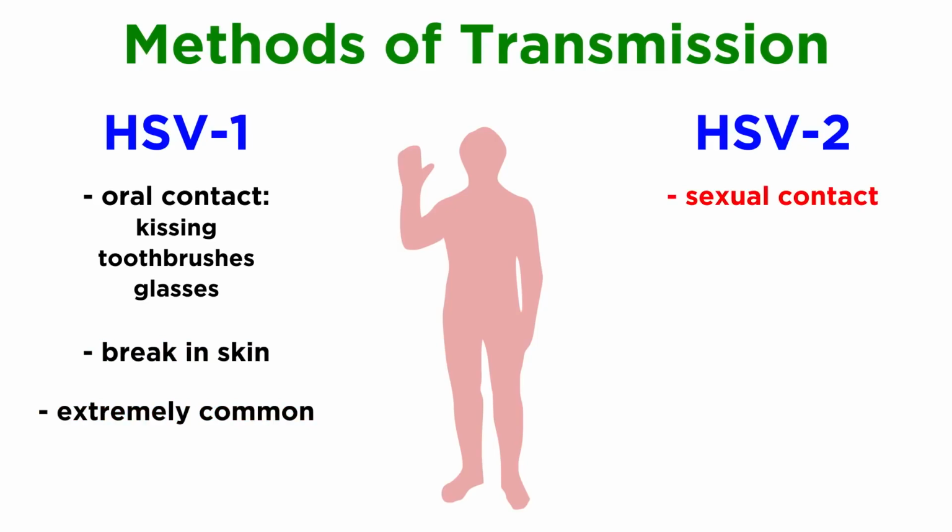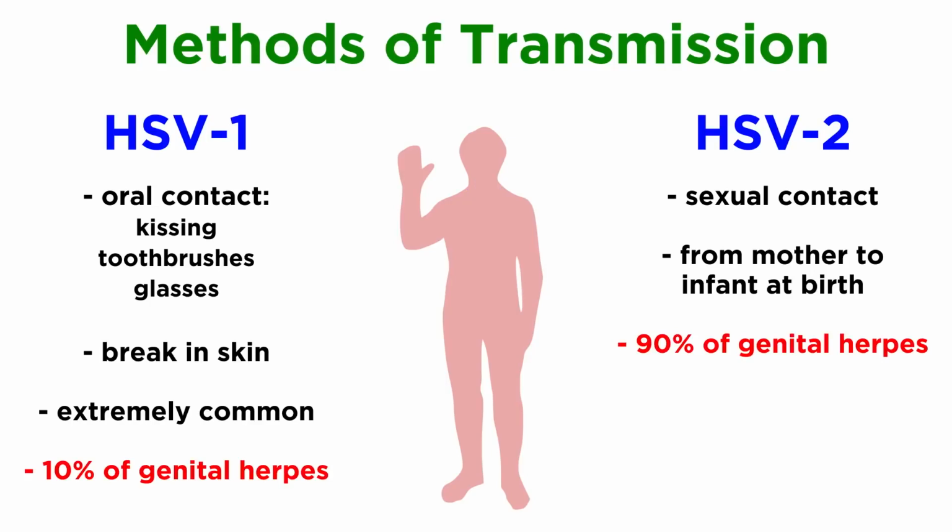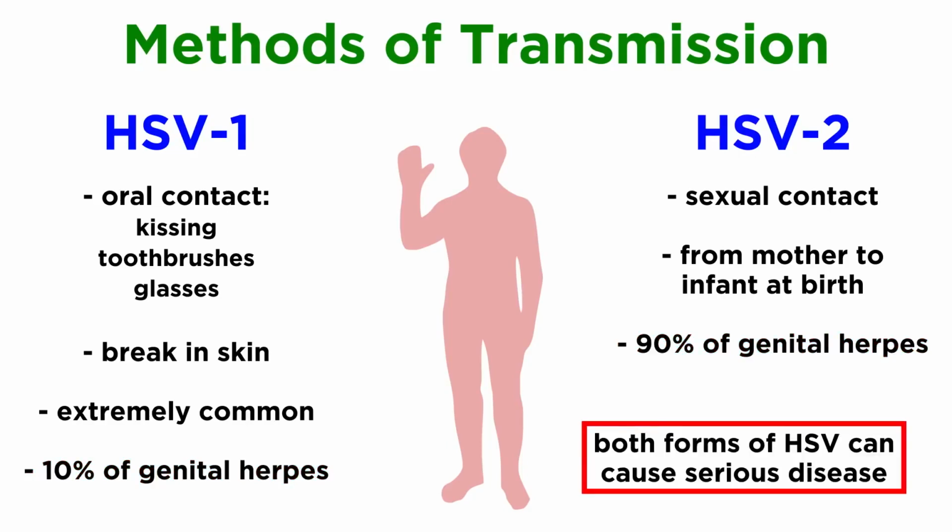HSV-2, on the other hand, is spread mainly by sexual contact or from an infected mother to her infant at birth. Some common symptoms of HSV infection are cold sores and fever blisters, often at the corners of the mouth or next to the lips. When it comes to genital herpes, about 90% of cases are caused by HSV-2, while the other 10% are caused by HSV-1. It's worth noting that it is possible for HSV-1 or HSV-2 to cause serious disease, either in immunocompromised people or by infecting tissues like the eyes or brain.